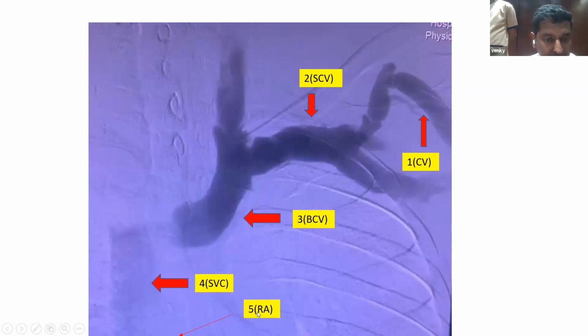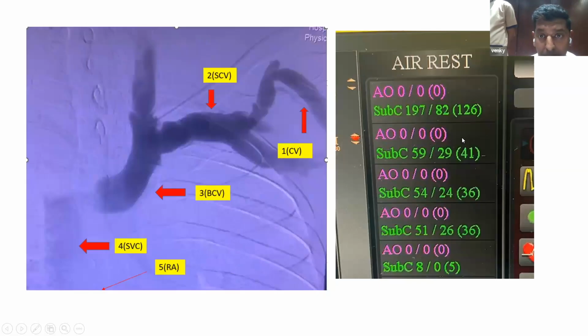And number five is the lower part of the SVC or the RA, right? And these are the pressures. As you can see, the systolic, diastolic, and the mean arterial pressure. You can go by the mean arterial pressure. The pressure is very high in this part of the cephalic vein, in front of the cephalic arch stenosis, as compared to the pressure in the subclavian, where it is only 40.